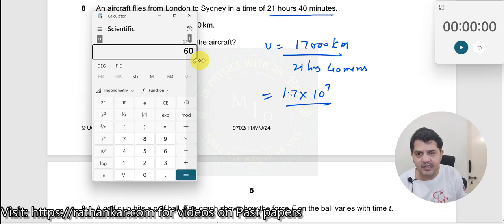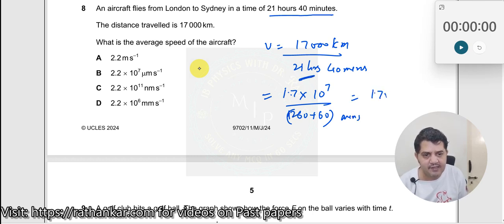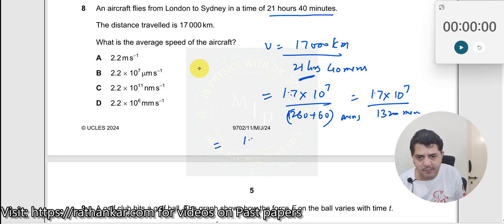Now let me convert it into minutes. So I get this as 1260. So 1260 plus 40 minutes, right? I just converted the first one, that is, this one I have converted into minutes. Which would now be 1.7 into 10 to the power of 7 divided by 1260 plus 60 should be 1320 minutes.